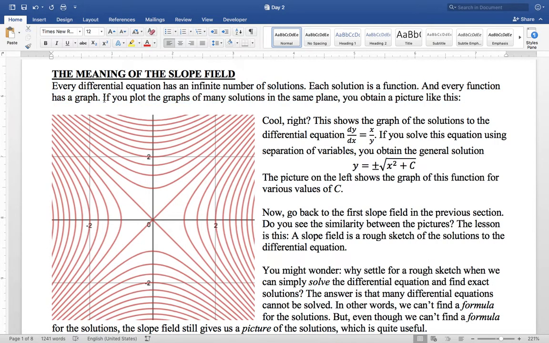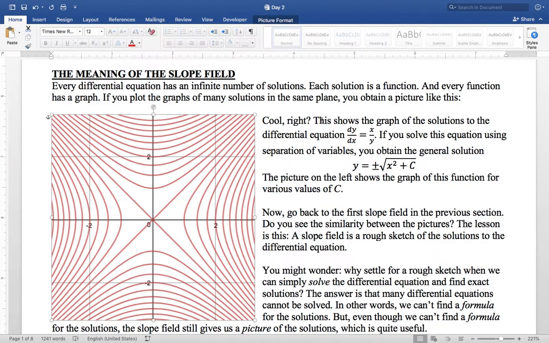So if you have a differential equation, and you look at all the solutions, that's an infinite family of functions, and you graph all those infinitely many functions on the same plane, then you get a picture like this. In this picture, what I've done is I've graphed many, many different functions. It's all the solutions, or many of the solutions, to a certain differential equation. So this shows the graph of the solutions.